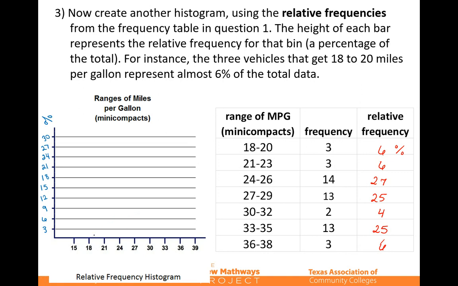All right, 18 to 20 is 6%. So there's the first bar. 21 to 23 is another 6%, so the second bar is the same size. 24 to 27, I need to go all the way up to 27%. So I hopefully can kind of go straight up. There's 27. And there's that bar.